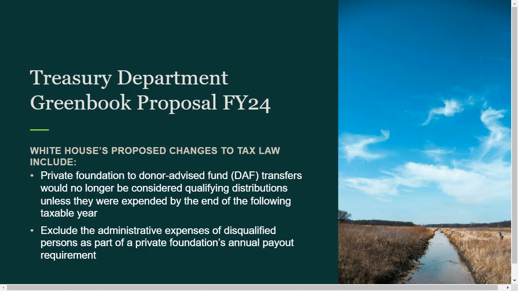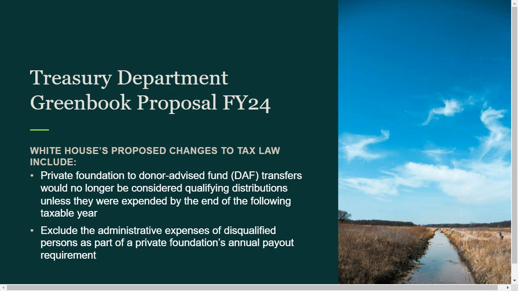Next, I wanted to talk about the Treasury Department Green Book proposals. So every year, the U.S. Department of Treasury releases its Green Book proposals, and this was released in March of 2023. Essentially, this outlines the Biden administration's tax policy priorities. It's important to keep in mind that these are only recommendations. Ultimately, it's Congress who decides what gets enacted. But two of the included proposals could have significant impact on qualifying distributions for private foundations when giving to donor advised funds, as Amy mentioned before.